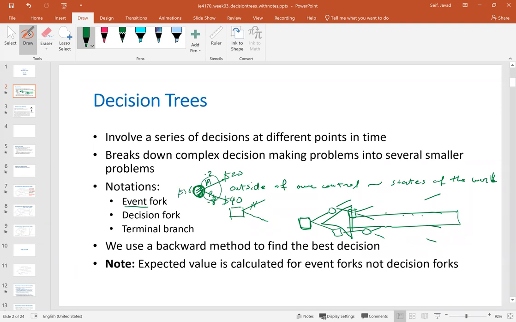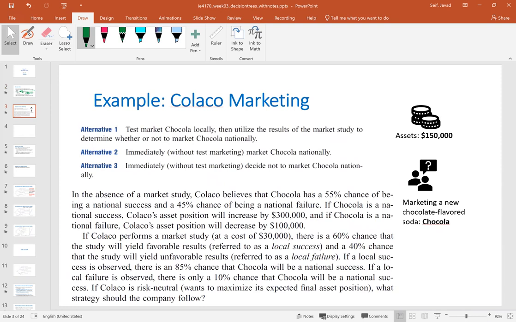All right. Let's start with an example from your book. There is a company called Cola Co. Apparently, they produce colas. Right now, they have an asset position. They have $150,000 put aside for something. You can pause at this point and read this part, which is the problem description here at the bottom.